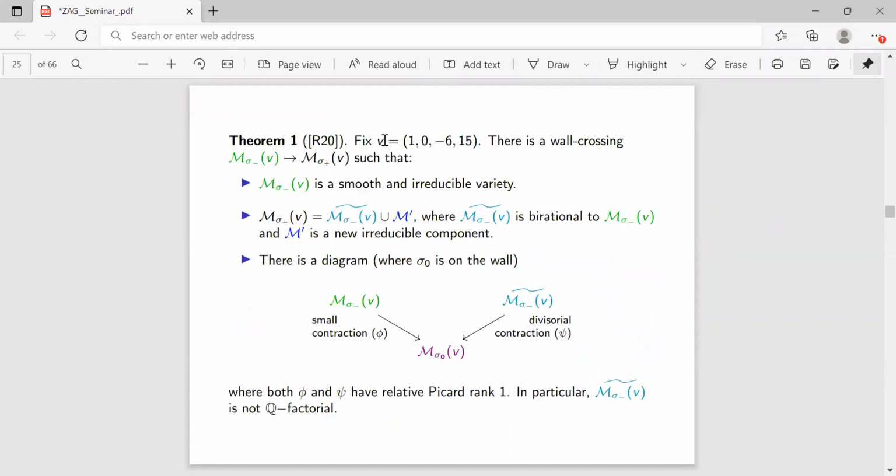So we fix this Chern character and say that there is a wall crossing from M_sigma minus to M_sigma plus. Sigma minus and sigma plus are 2 stability conditions in adjacent chambers in the stability space. And we claim that the first moduli space, associated to sigma minus, is something nice, is smooth and irreducible.